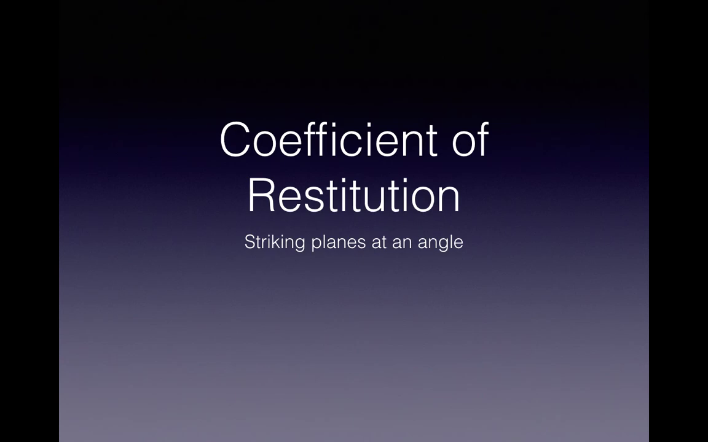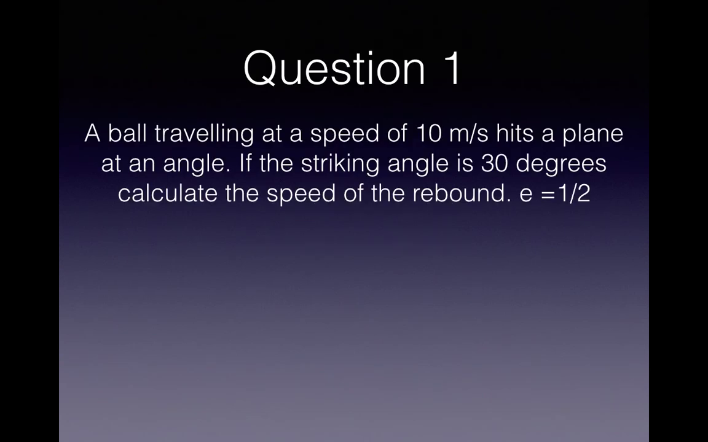Okay, and this is an application of it immediately. So if we have a ball, it's traveling at 10 meters per second, hits a plane at an angle. So think about a snooker ball not hitting the cushion straight on, but hitting it at an angle. If the striking angle is 30 degrees, calculate the speed of the rebound, given that the coefficient of restitution between the ball and the surface is a half.